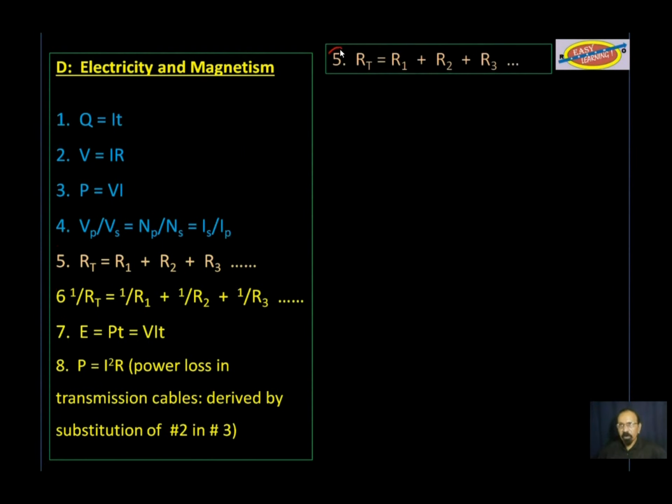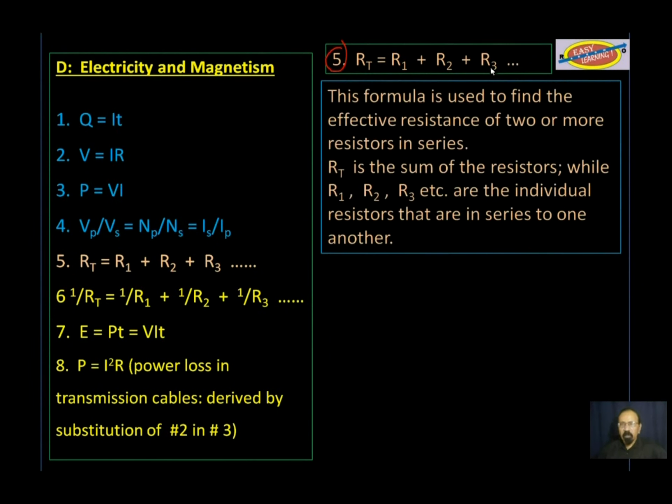We begin with number 5. R total is equal to R1 plus R2 plus R3 and so on. This formula is used to find the effective resistance of 2 or more resistors in series. RT is the sum of the resistors, while R1, R2, R3, and so on are the individual resistors that are in this series.